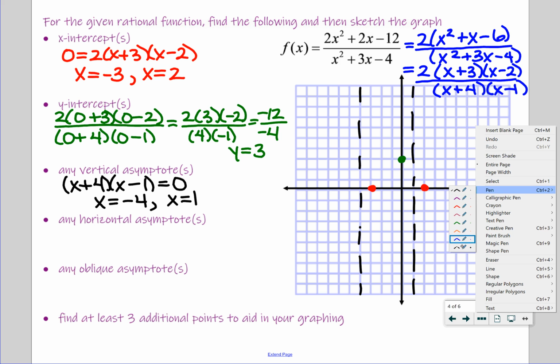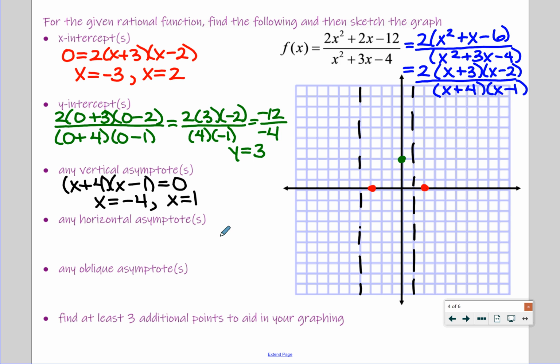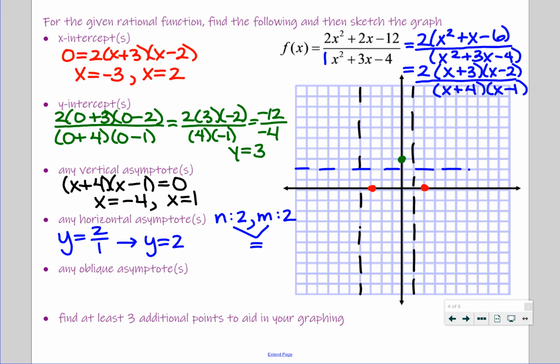Horizontal asymptotes and oblique. This is where we look at our n's and m's. So n, degree of my numerator, you can just look at the original problem for this, is a 2. M, degree of my denominator, also a 2. And they are equal. When they're equal, my horizontal asymptote begins with y equals, and then we divide the leading coefficients. The leading coefficient on top is a 2, the leading coefficient on the bottom is a 1, so y equals 2 over 1, which simplifies to y equals 2. So y equals 2 is going to be our horizontal asymptote, which means we do not have an oblique asymptote. Remember, it's either one or the other.